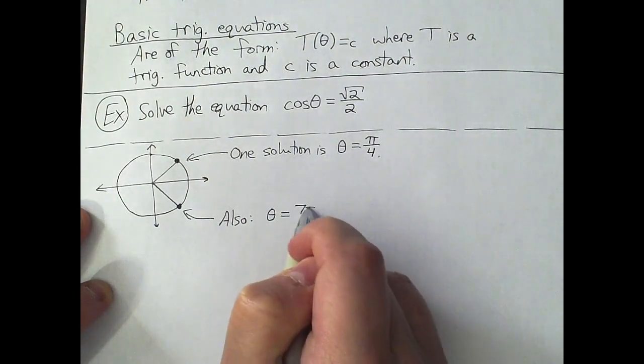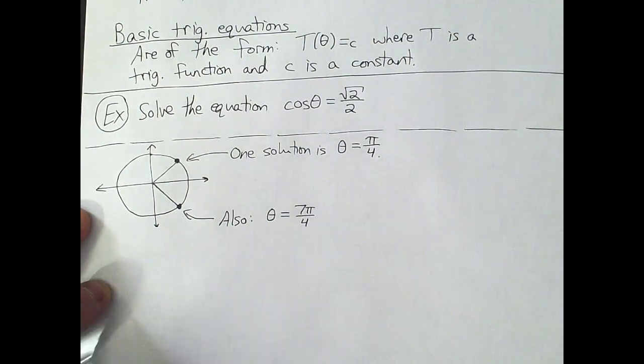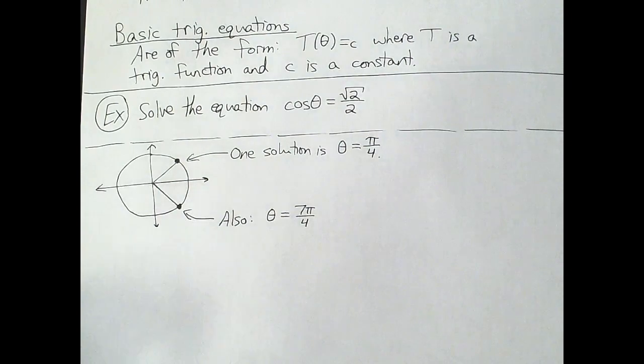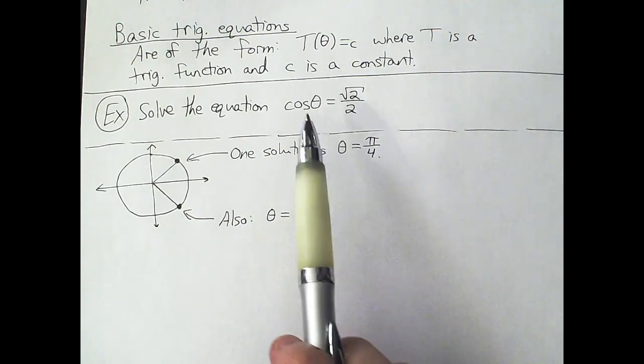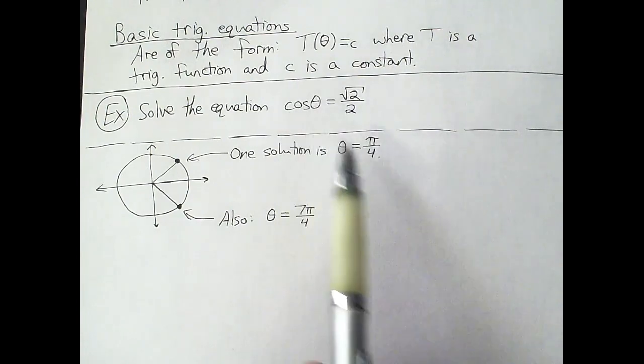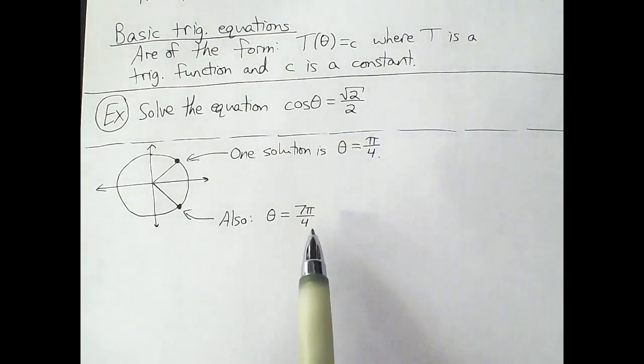It's 7 pi over 4. If we're going in the positive direction, then that's 7 pi over 4. So it seems like both of those should be considered valid solutions to this equation, because a solution to an equation is just a value of the variable that makes it true. So yeah, cosine of pi over 4 equals this, cosine of 7 pi over 4 equals this. So it looks like we found two solutions.